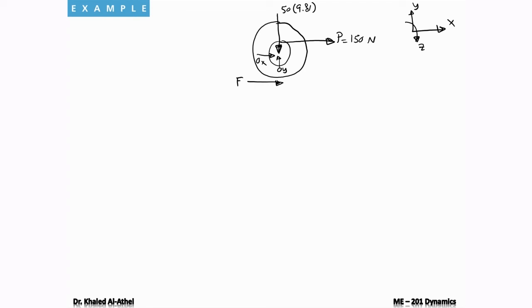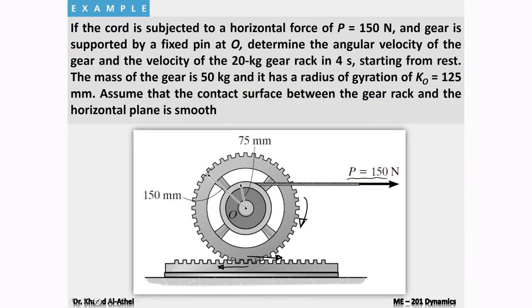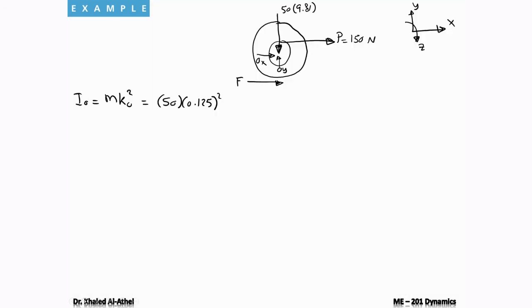Now, let's calculate I_O since I'm going to use it. I at O will equal M k around O squared. So this will equal 50 multiplied by 0.125 squared. Let me check the value that was given. So k_O was 125 millimeters, so we write it as 0.125 meters squared, and this will give me a value equal to 0.78125 kilogram meter squared.